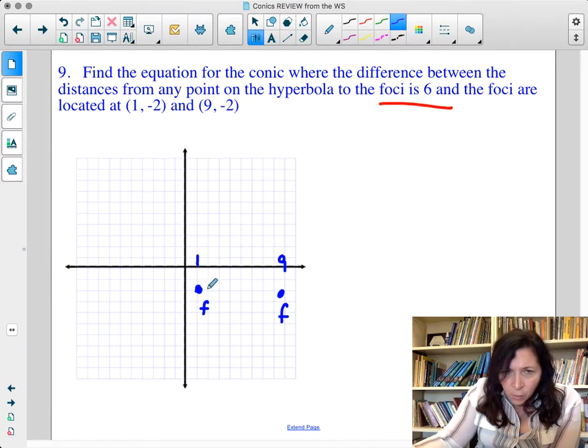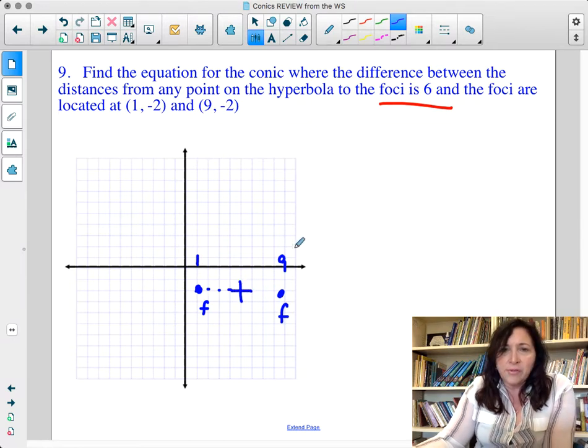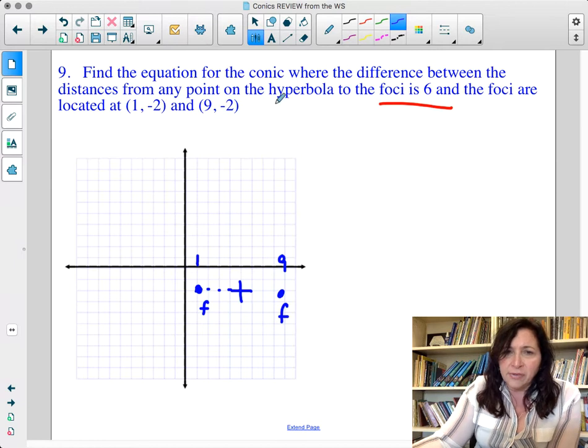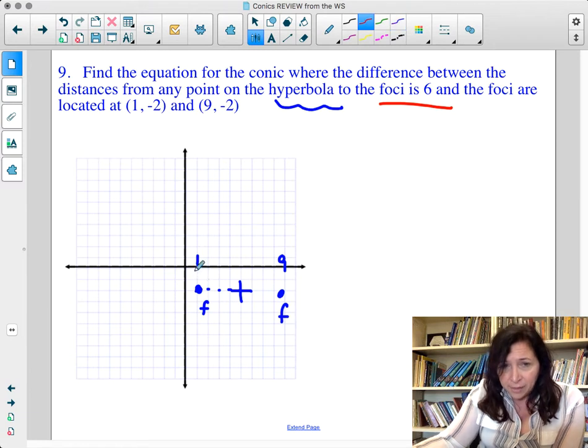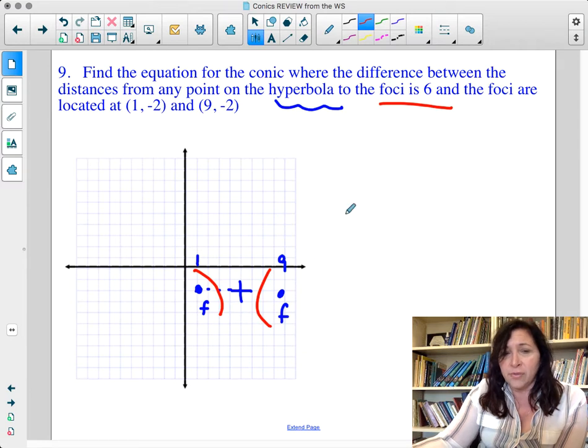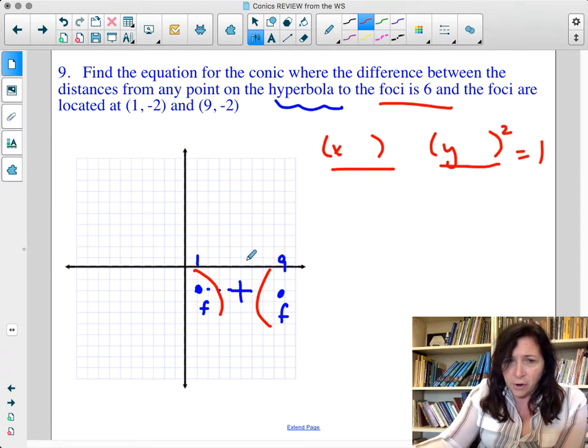So that means at 1, 2, 3, 4, right here, I have a center, because my center is always going to be in between. And this is a hyperbola, keep that in mind. So if this is a hyperbola, I already know that my graph is going to look like this, right? Center's here. So that means this is going to be x, and this will be y, and this will equal 1. Okay, so we know that so far.